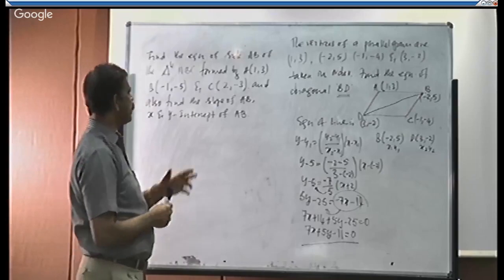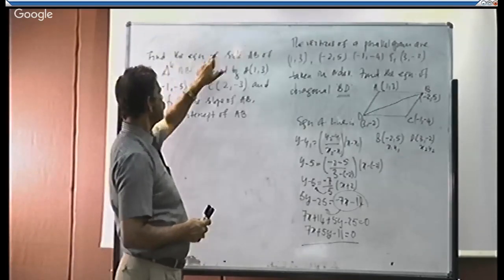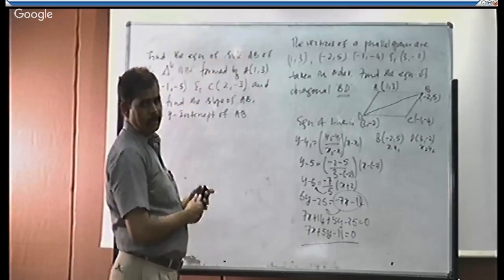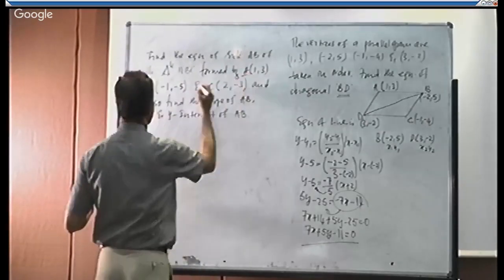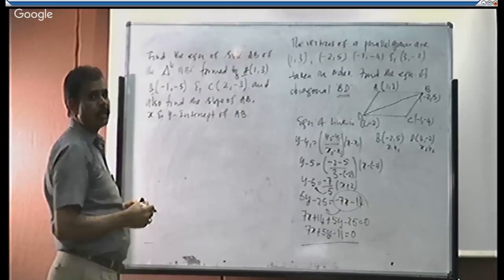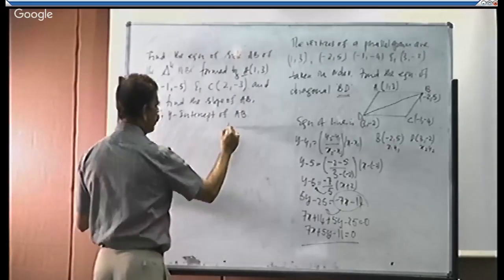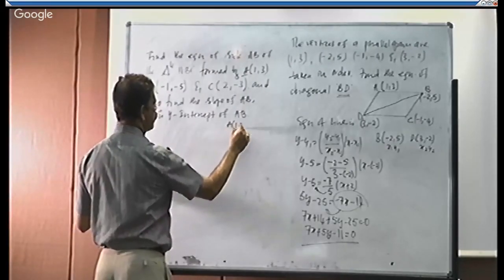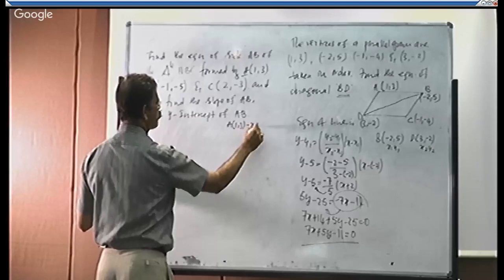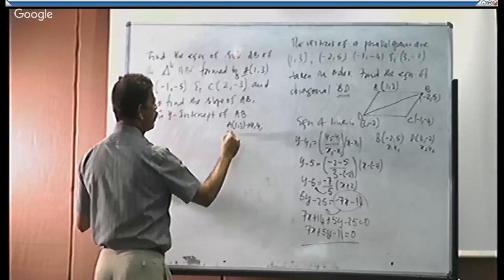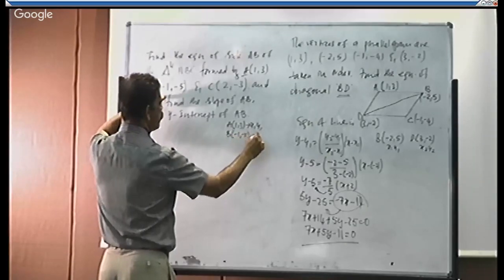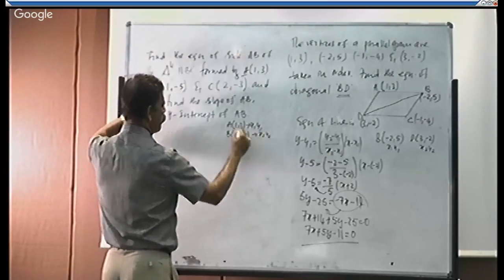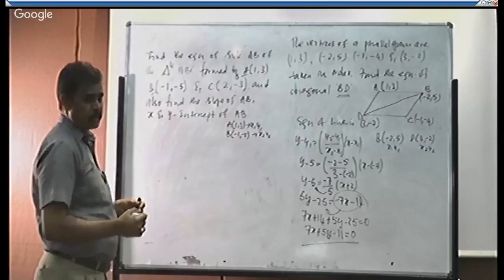First, we need to find the equation of the side AB of the triangle. A is given, B is given, correct? With that, you get the equation. So A is what? (1, 3). Consider it as x1, y1. B is what? (-1, -5). It is x2, y2. We have two passing points.